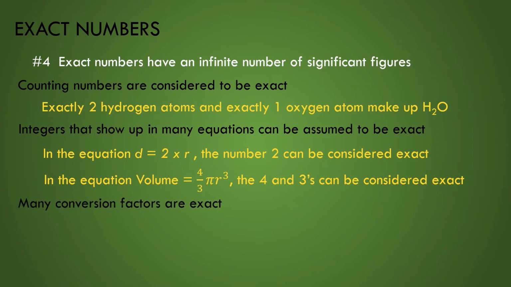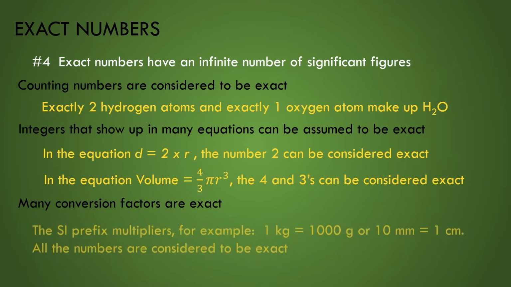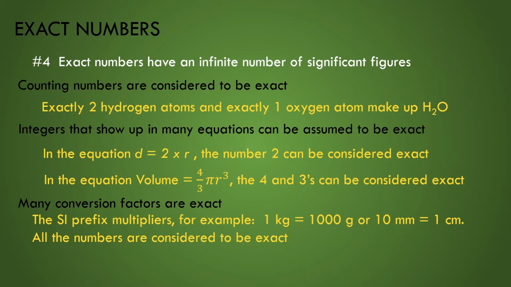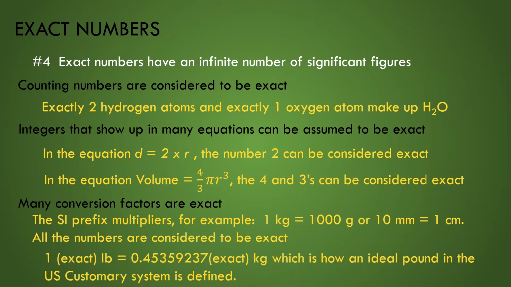Many conversion factors are also considered to be exact. We are fortunate, actually, that all the SI prefix multipliers dealing with the SI units are exact. For example, in the conversion factors of 1 kilogram equals 1,000 grams, or 10 millimeters equals 1 centimeter, we consider all the numbers in these relationships to be exact. The conversion relationship linking the SI and US customary units for mass, for pound, both numbers are considered exact in this conversion, because in the US customary system, we define the ideal pound in this way.